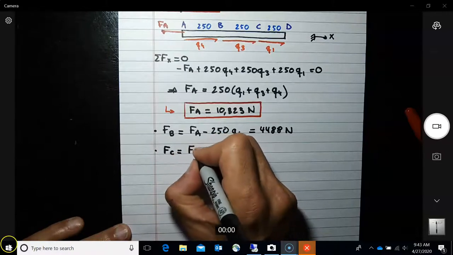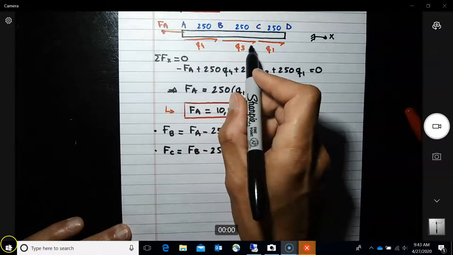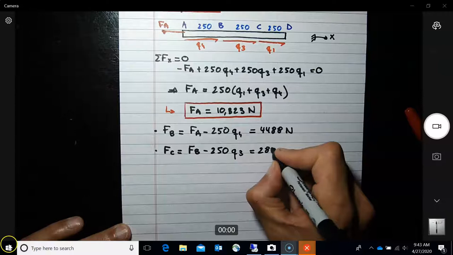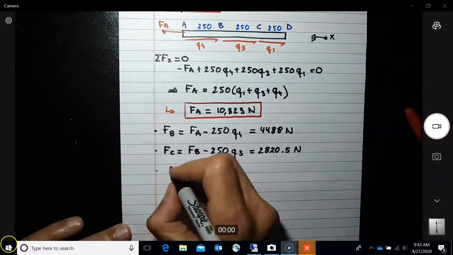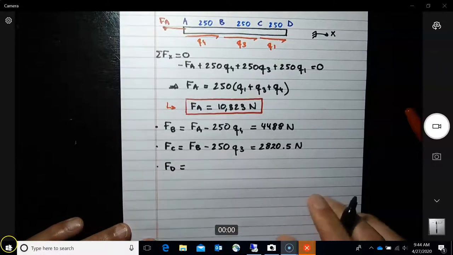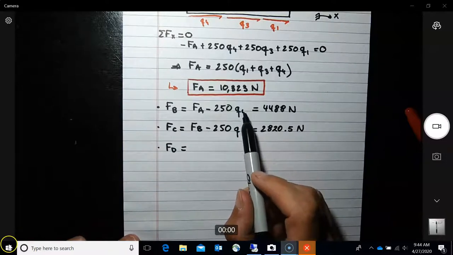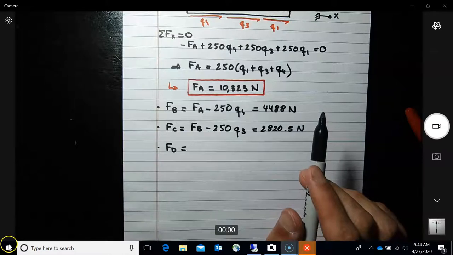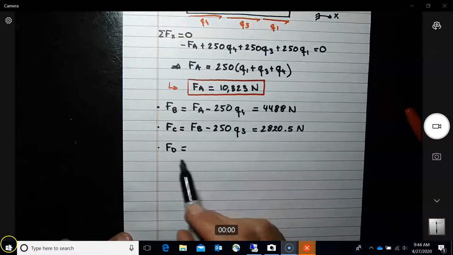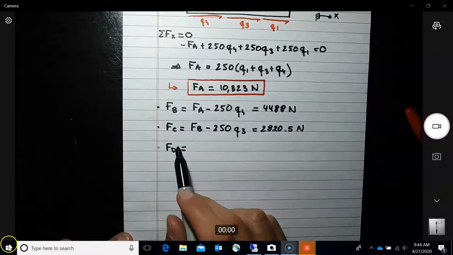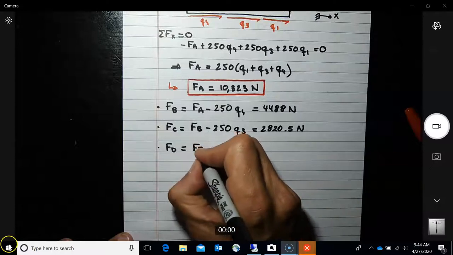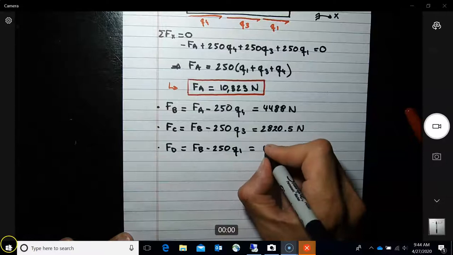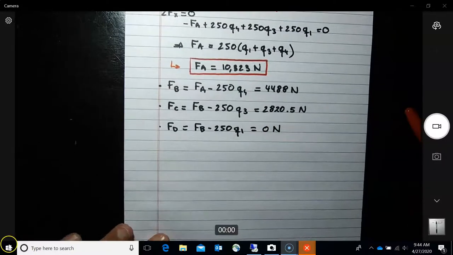The load at point C will be equal to what? FB minus 250 Q3, and this will be 2,820.5 newtons. And then here you need to be careful because, depending on the number of digits after the comma you took for Q1, Q3 and Q4, you might get the zero value or very close to zero. But the important thing is the understanding right here. So FD should be equal to, ABCD, so this is C, and FD should be equal to FC minus 250 Q1. So depending on the number of digits you get here, you should get something very close to zero.